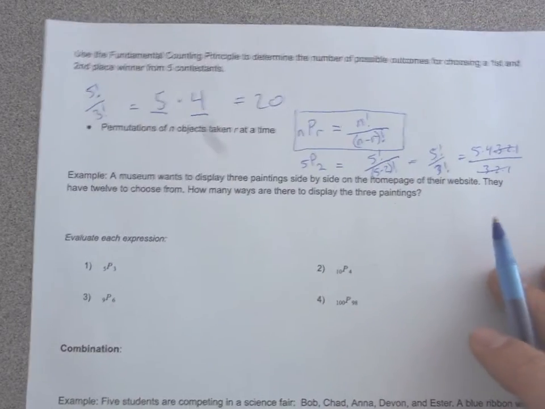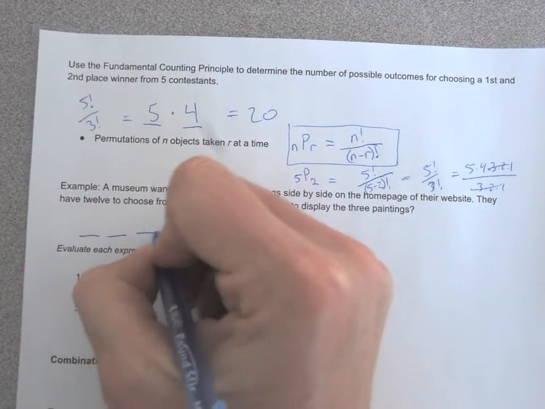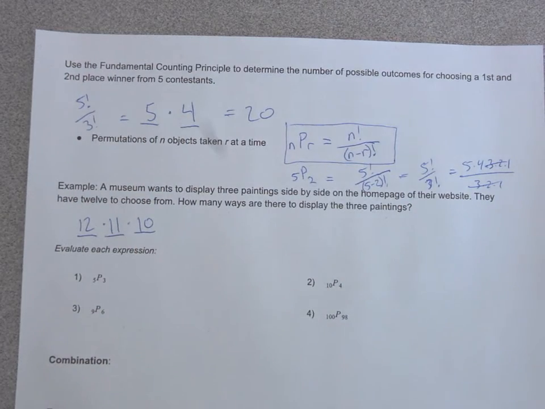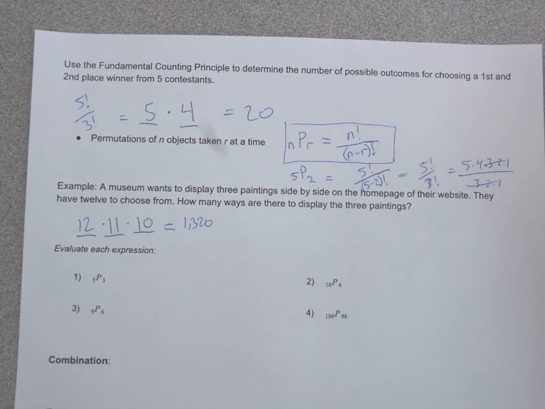All right. So a museum wants to display 3 paintings side by side on the home page of their website. They have 12 to choose from. How many ways can they display the 3 paintings? Well, there's a couple ways to think about this. The first is just to think about the fundamental counting principle, which is kind of where everything starts. You've got 3 choices because you're going to choose 3 paintings. You start with all 12 to choose from, but as soon as you pick that first one, you can't choose it again. You've got 11 left, and then as soon as you pick the second one, you only have 10 choices. So this is just 12 times 11 times 10. Since 12 times 11 is 132, then 132 times 10 is 1,320. That's how many different ways there are to arrange those pictures.